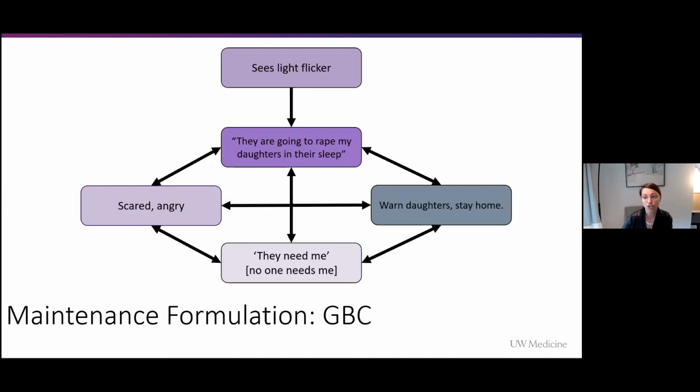And so what did she do? She did what most of us would have done if we believed that was going to happen. She warned her daughters. She tried to encourage them to stay up. She actually did stay up at night, which obviously didn't help matters. And she stayed home, stayed watchful, on guard. She felt scared and angry, and this really reinforced the belief that this was going to happen, right? Then you get that emotional reasoning.